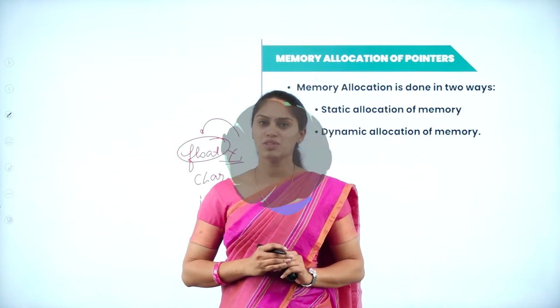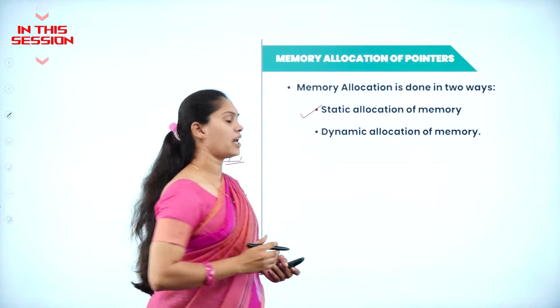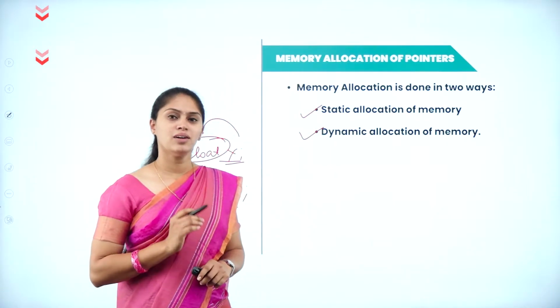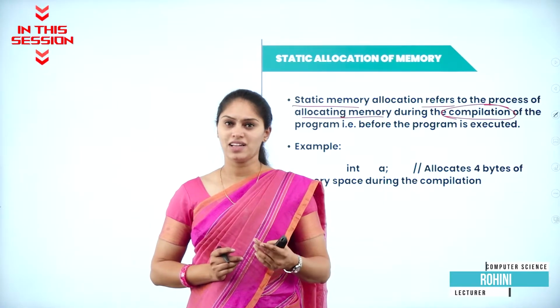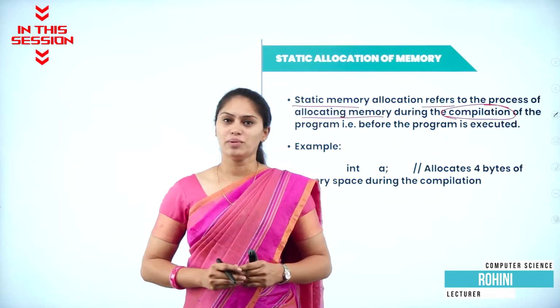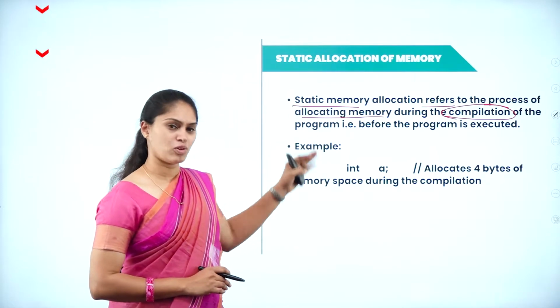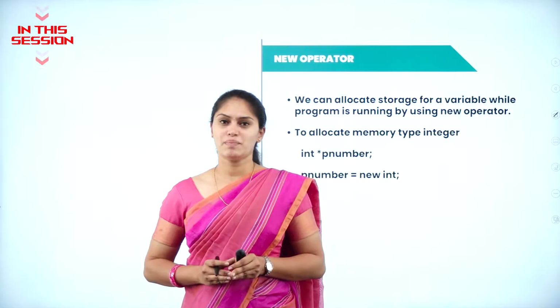So there are two types of methods to allocate memory: static allocation of memory as well as dynamic allocation of memory. When I am allocating some memory space during compilation or before the execution of a program, that kind of memory allocation is nothing but static allocation of memory. The delete operator is used to deallocate the memory space.